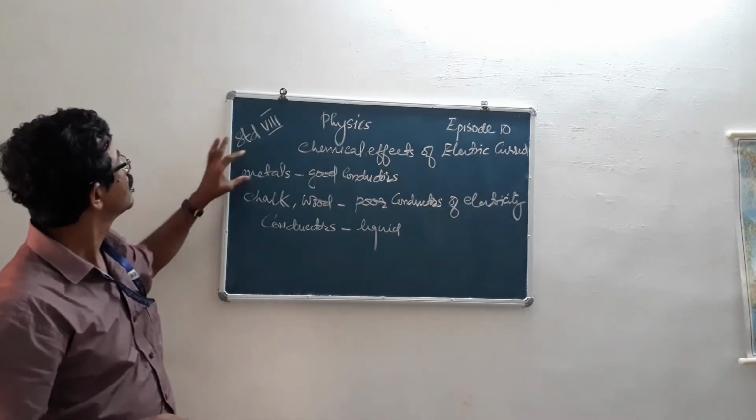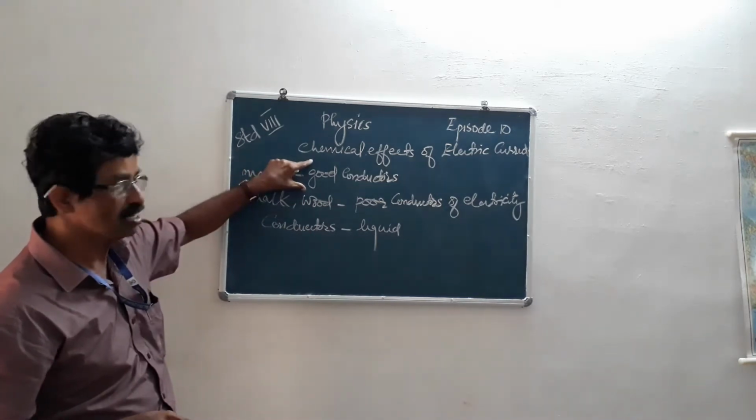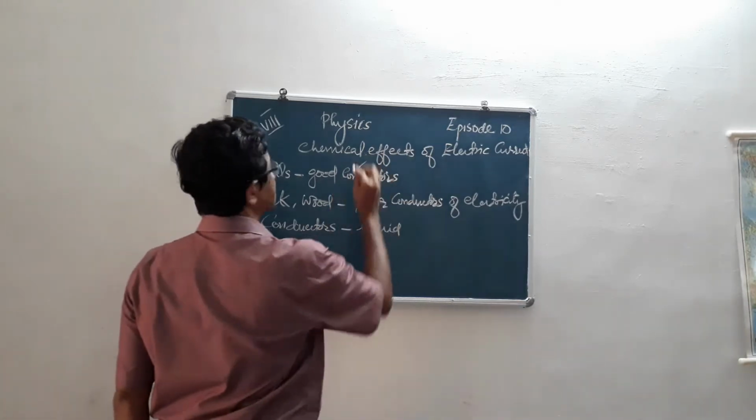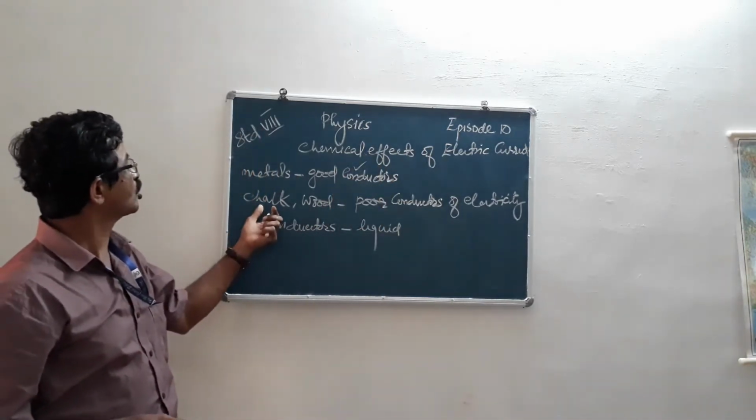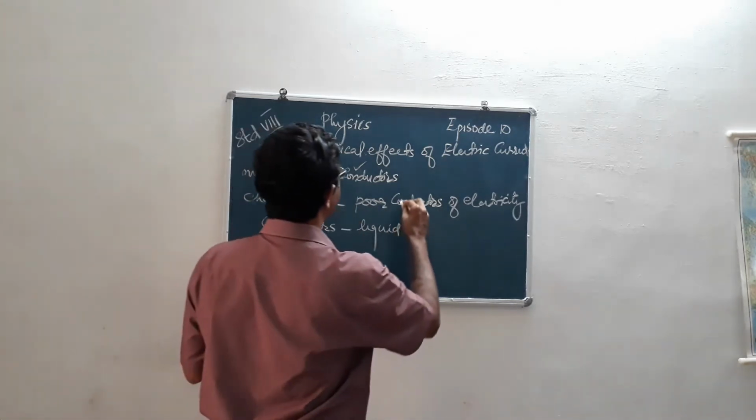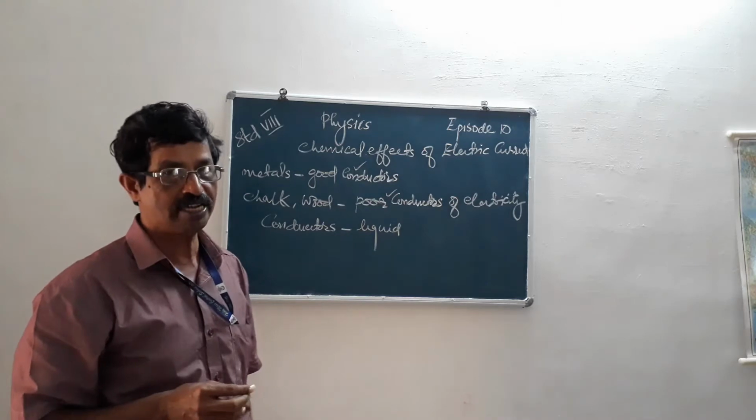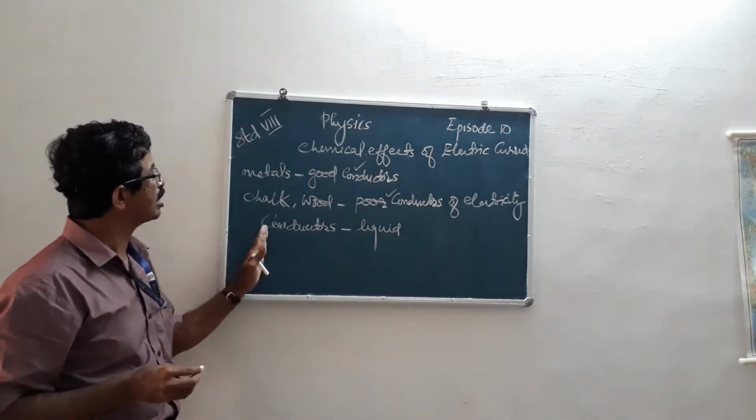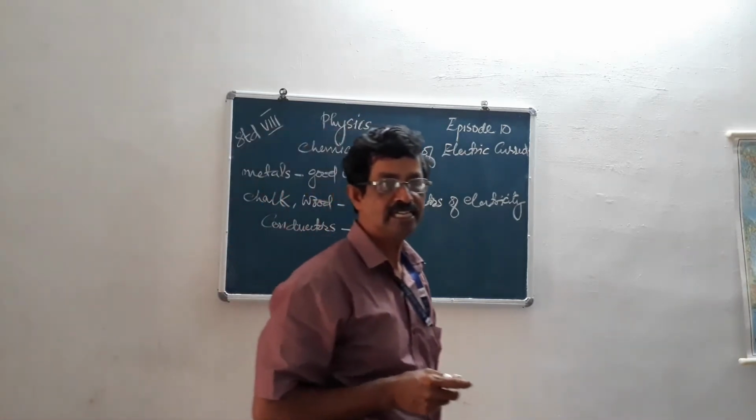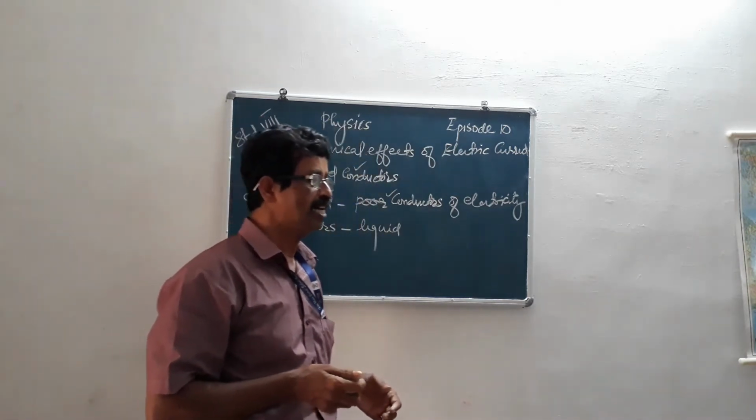Once more, what is the property of metals? Is it a good conductor or a bad conductor? It is a good conductor. Then chalk, wood, plastic, these we usually say are poor conductors or bad conductors. Otherwise, sometimes we say insulators. Now we want to know whether liquids also can conduct electricity. We want to discuss how liquids can conduct electricity.